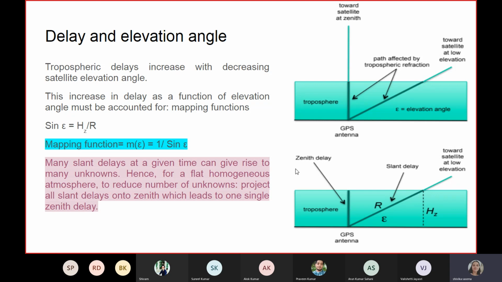So why are we concerned with the zenith delay and slant delay? At a GPS receiver point, there can be n number of slant delays according to the different elevation angles, and when we project all of these to one single delay at the zenith, what are we doing? We are representing a flat homogeneous atmosphere. We are assuming the atmosphere is flat and homogeneous, it is not varying much, so we can reduce the number of unknowns by projecting all the slant delays onto the zenith direction.